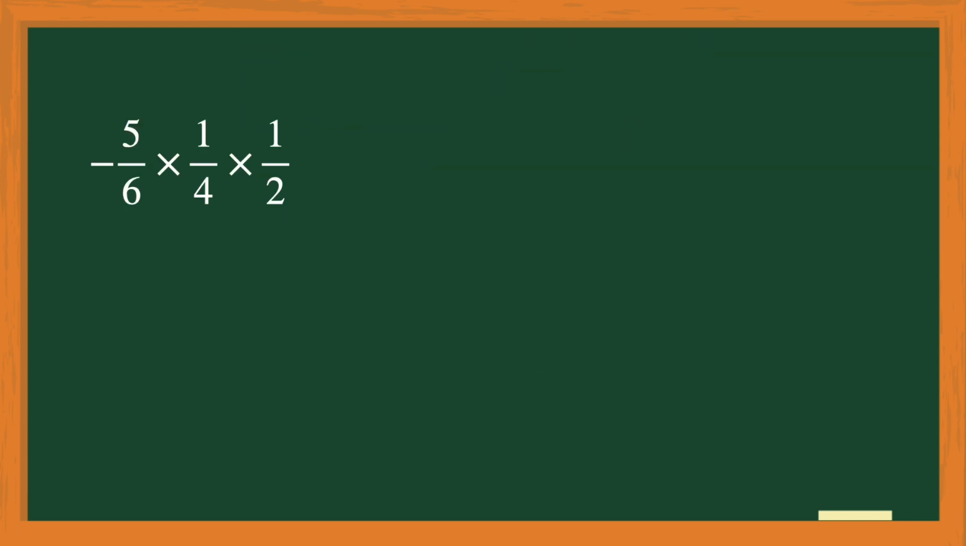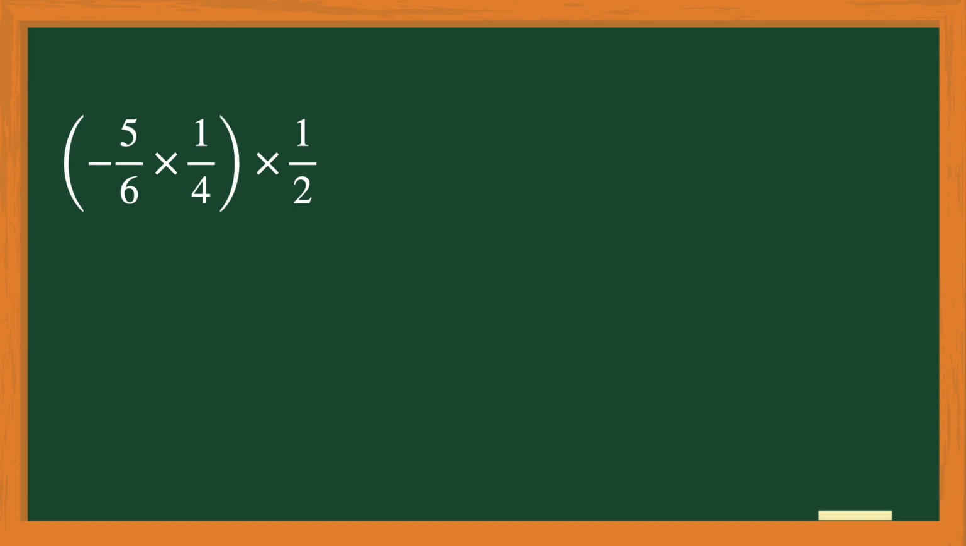I think you're ready for more of a challenge. So this time, instead of just a pair of fractions, we have 3 fractions, 1 that is negative and 2 that are positive. To make this problem more visual, I'm going to place parentheses around the first 2 fractions. The reason I did this is because if you think about it, you really can only multiply 2 fractions at a time. So I'm going to multiply the negative 5/6 to positive 1/4 first.